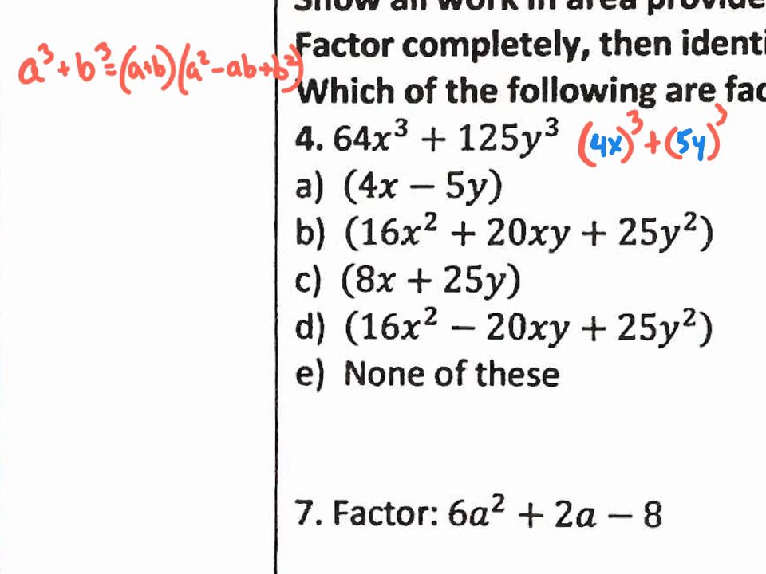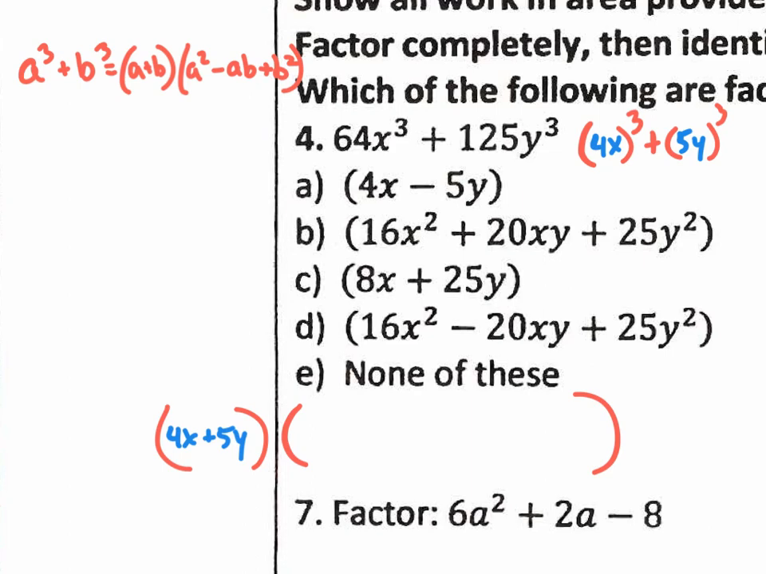So now we've identified our a value and our b value, which means we could jump right into the binomial times the trinomial. I always say that the binomial, just write it, the same binomial without the cubes. So what are we going to put right here? 4x plus 5y. And over here on the trinomial, I always say use parentheses.